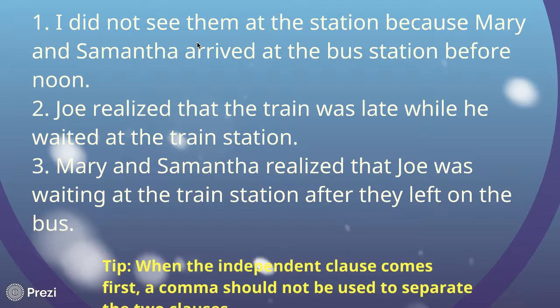If I lead off with an independent clause, I don't need to have a comma in between the independent and the dependent. But if I took the same exact sentence and I flipped it, because Mary and Samantha arrived at the bus station before noon, as you just wrote, I have to put a comma after it.